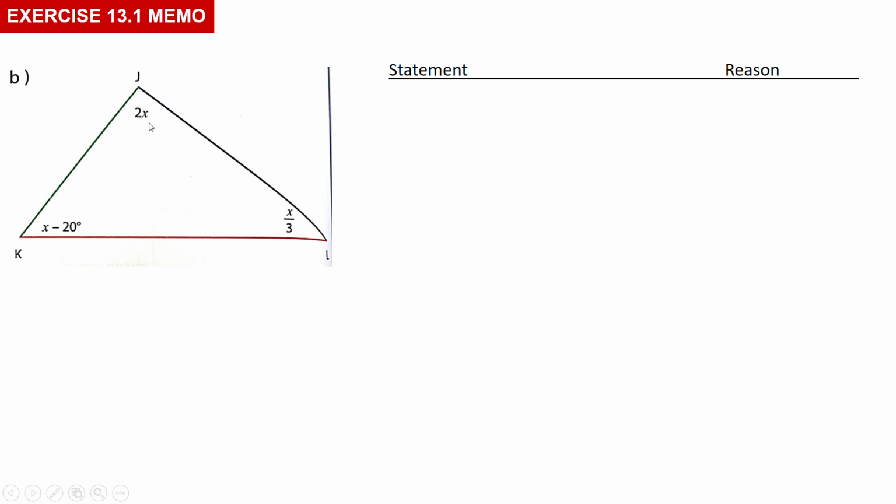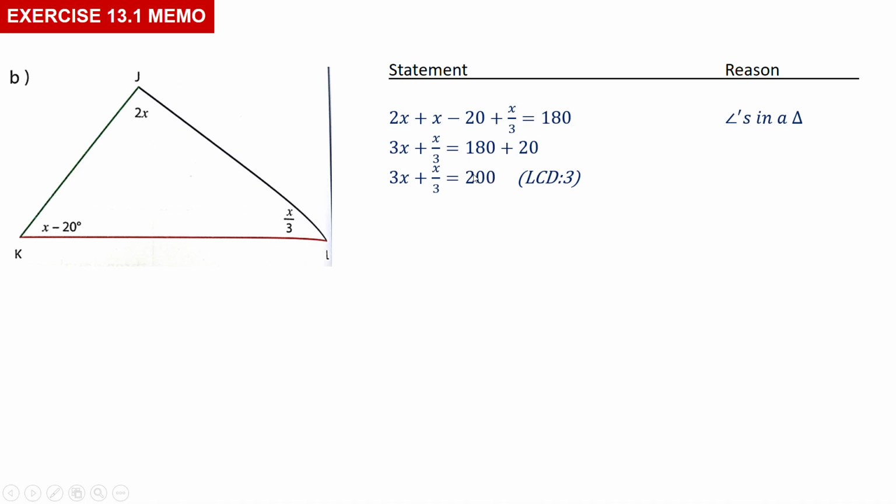Then you had to classify this one here and also solve for x. So again, angles in a triangle add up to 180. So I just basically add them all together and say that they're equal to 180. Don't forget your reason, angles in a triangle. From there I'm just going to simplify my like terms because it looks quite complicated. So I'm going to say 2x plus x, that will give me 3x, and then I'm going to take the 20 over to add it, which will give me 200.